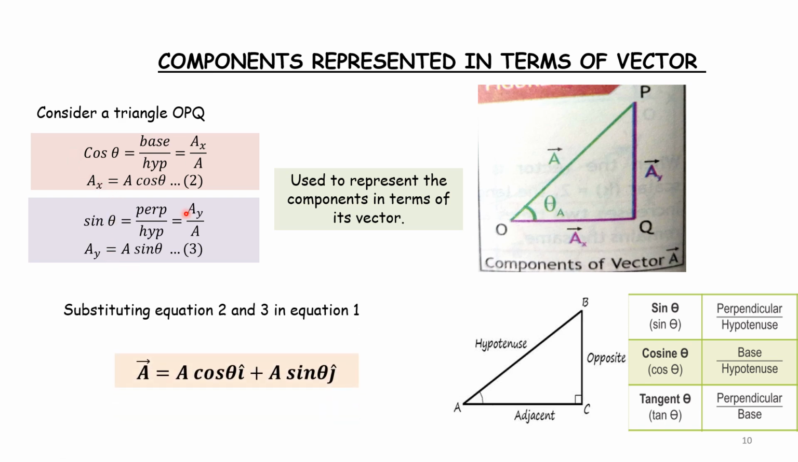Substituting these two equations, equation 2 and equation 3, in the previous equation 1, we can write A cos theta i cap plus A sine theta j cap. Previously, the equation was Ax i cap plus Ay j cap.